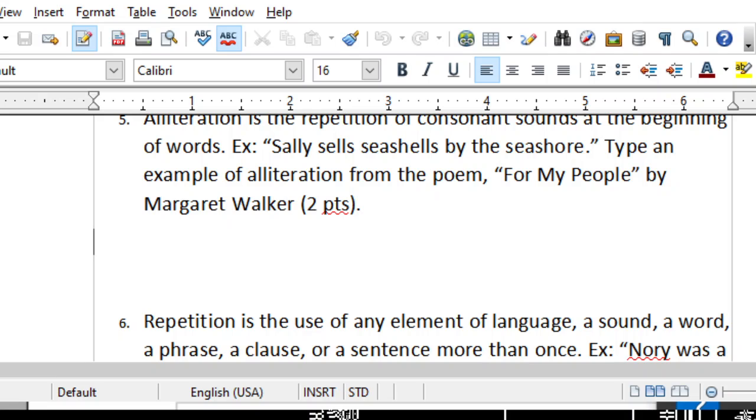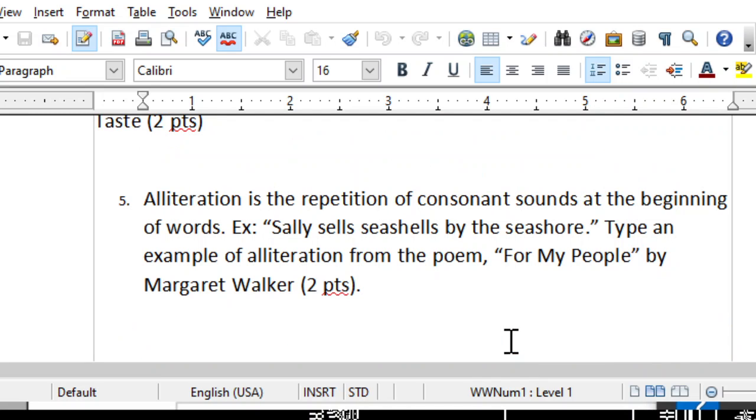All right. So for alliteration, I just want you to find one example of alliteration. Alliteration is when you repeat the same consonant sound at the beginning of every word. In this example, the consonant sound of S is repeated at the beginning of every word.